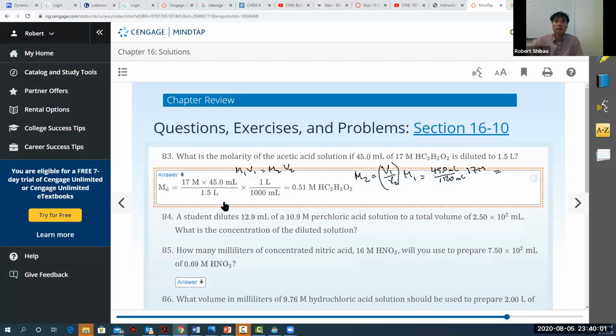Let's see what they did. So here they have the dilution, except it's got to be the same units. It's a 45 to 1,500 dilution. So a 45 to 1,500 dilution of 17 molar is 0.51 molar.